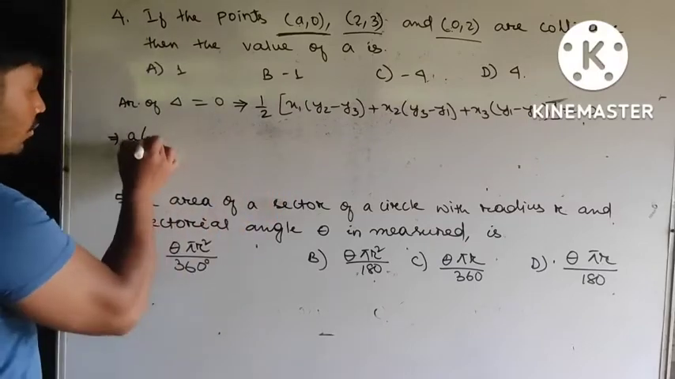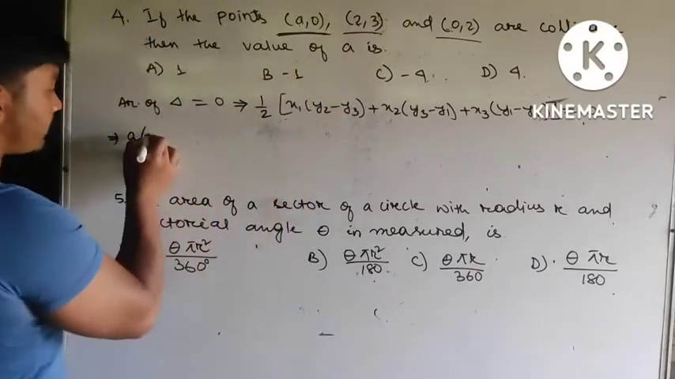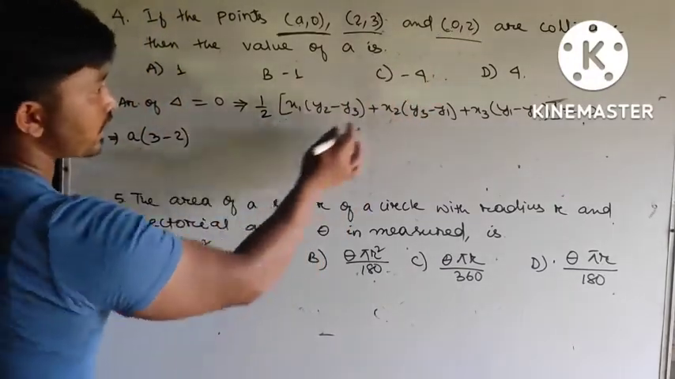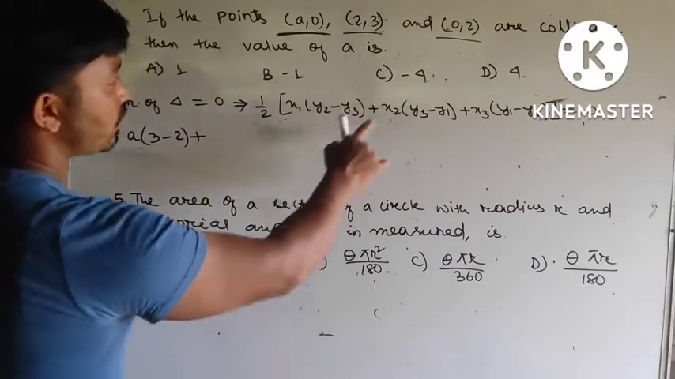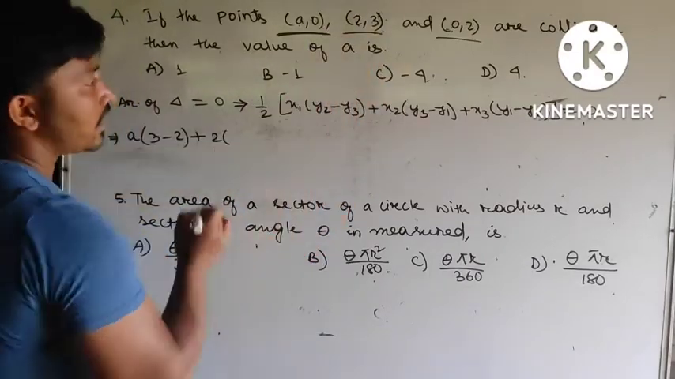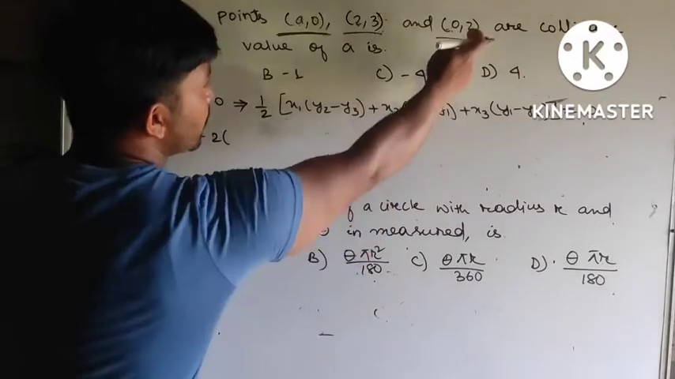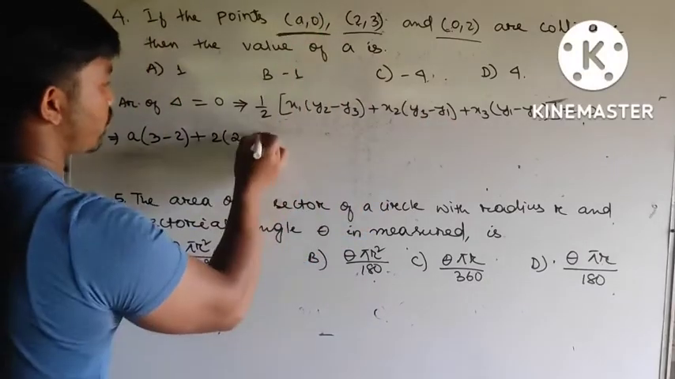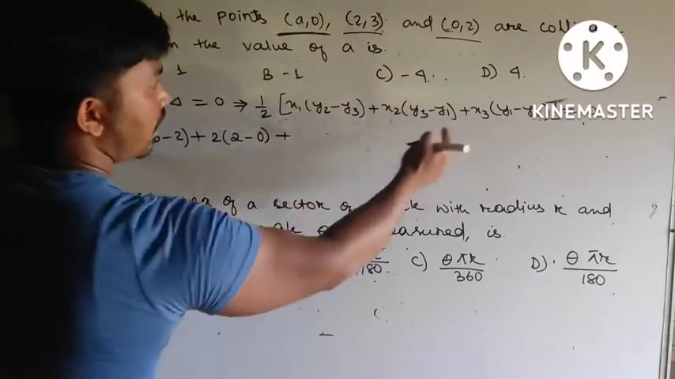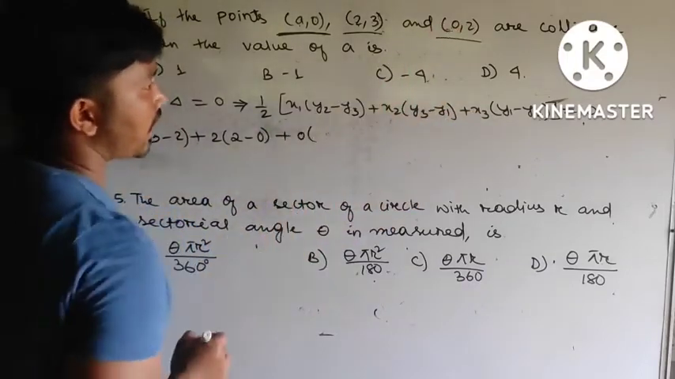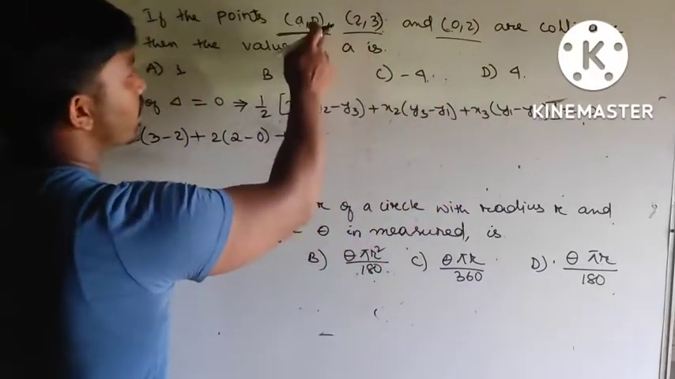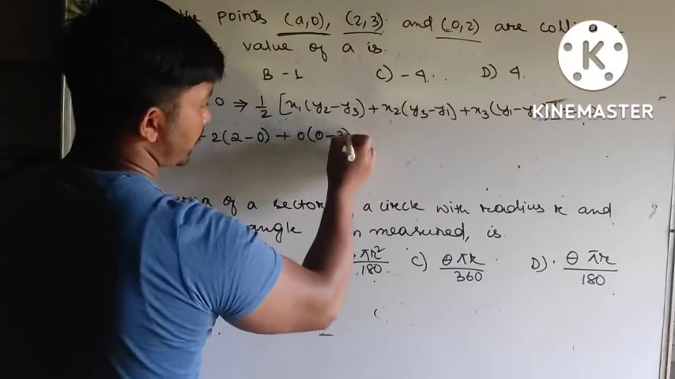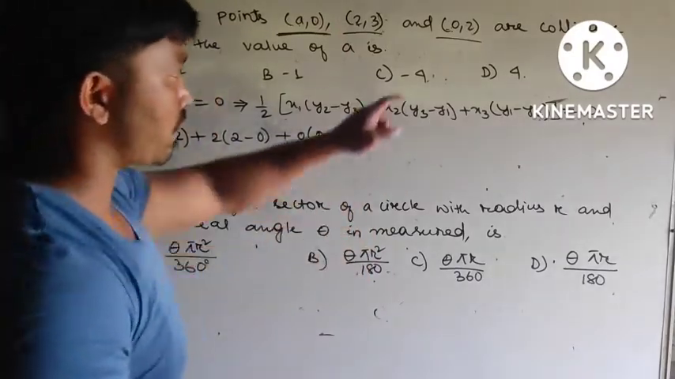After that, y2. y2 will be your 3 minus y3. y3 will be your 2. Close the bracket. After that, we have x2 plus x2. What will be your x2? x2 will be your 2. After that, y3. Your y3 will be 2, right? After that, minus. What will be your y1? y1 is 0. Plus x3. x3 is 0. And after x3, we have y1. y1 is 0 minus, what is your y2? y2 is 3, right? Equal to 0. Why is it 0? Because the points are collinear.